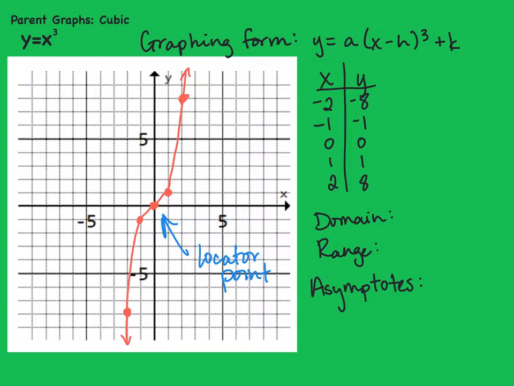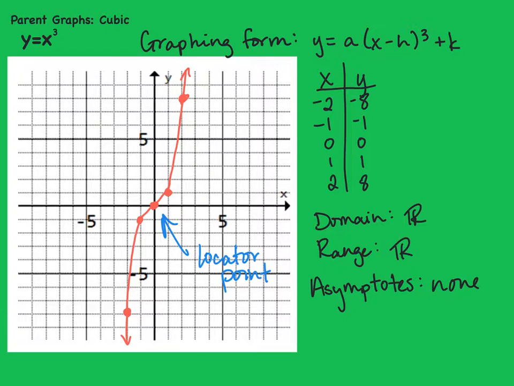There we go. And people refer to that in different ways. My favorite from last year was the swoopy point, but it doesn't really have a name other than being the locator point. The domain here is all real numbers. Range is also all real numbers. Asymptotes, there are none. Even if it may look like it, those continue to go out left and right in both directions. And that's it for the cubic.